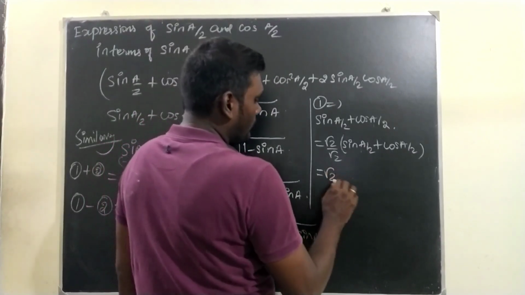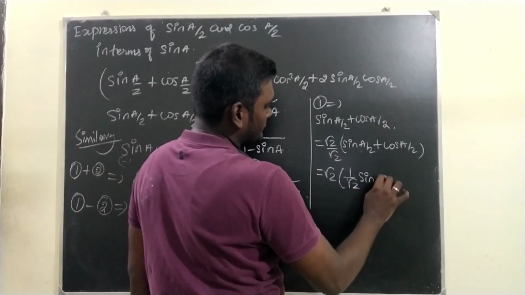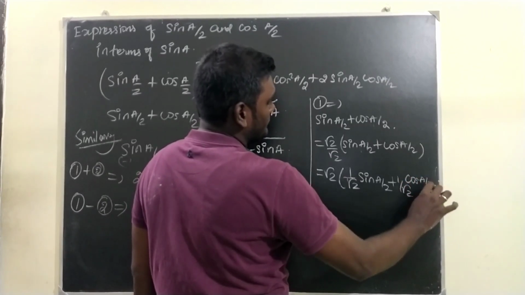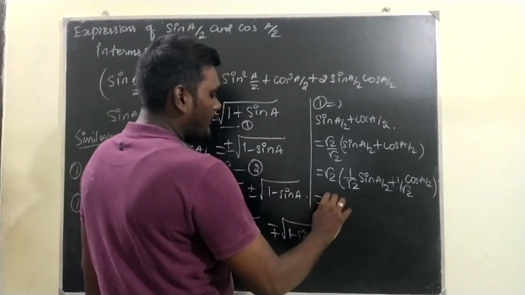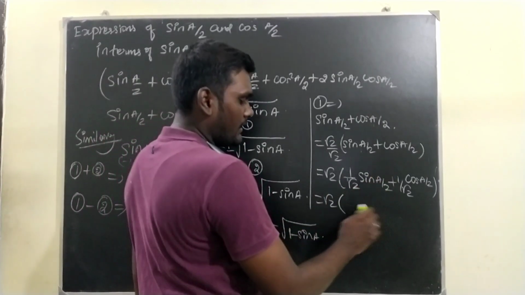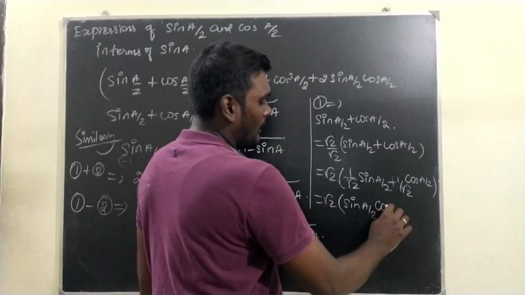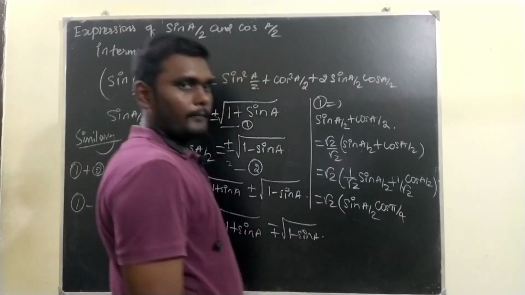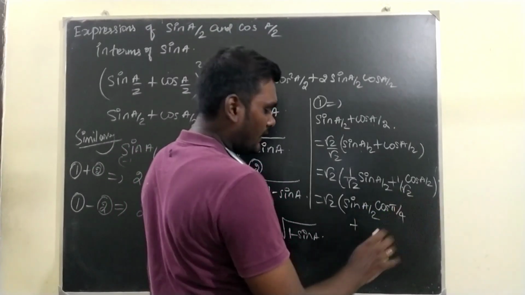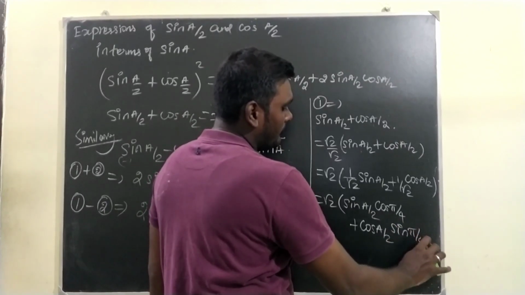Now this root 2 into 1 by root 2 sin A by 2 plus 1 by root 2 cos A by 2. So sin A cos B we want, right? In the 1 by root 2 we have to change. Sin A, I will fix it as sin A by 2. Instead of this 1 by root 2, I am going to write cos pi by 4. Plus cos A sin B. A we fixed as A by 2. So cos A by 2 into sin pi by 4.